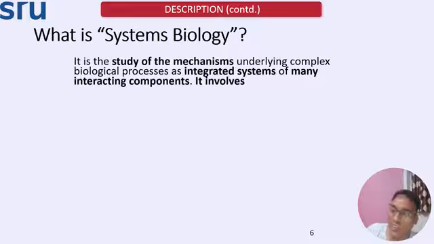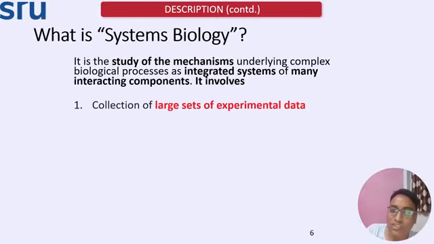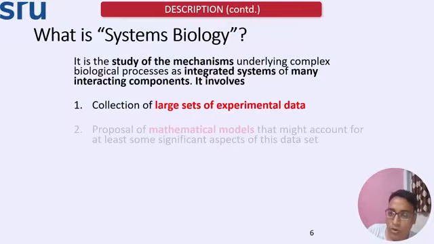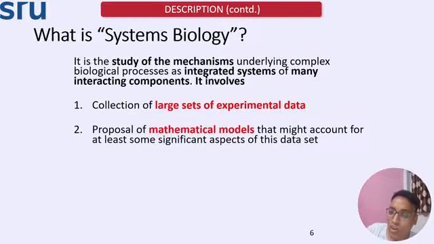Many interacting components are there. It involves a collection of a large set of experimental data, where different results have been published in various literature resources. So the moment you are considering something, you need to consider all the published data sets as well: the expression values, the mutation analysis, and every single thing. Then comes the proposal of a mathematical model that might account for at least some significant aspects of this data set. You need to build it.